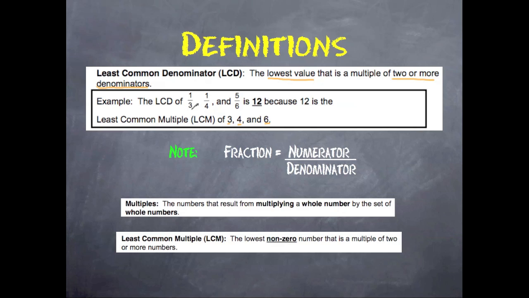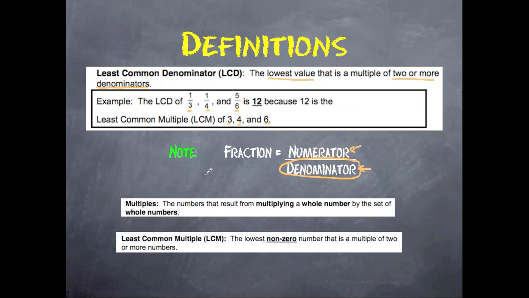And we get our 3, 4, and 6 from the bottom of our fraction. So the 3 is here, 4 is here, and the 6 is here. And we note that a fraction is made up like this. So a fraction has a numerator at the top and a denominator at the bottom. So what's important for us in doing the least common denominator is this number at the bottom, or the denominator.